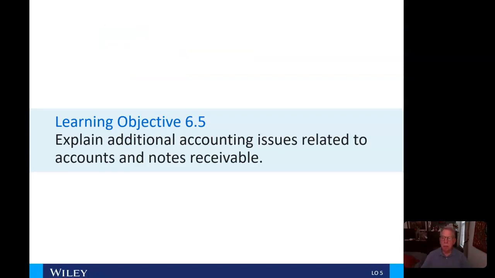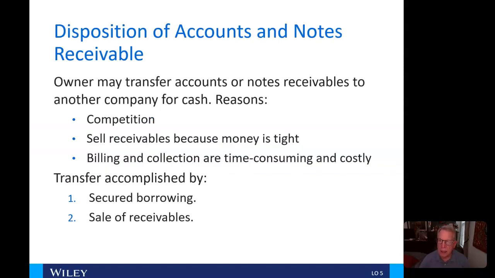Okay, let's explain now the additional accounting issues related to accounts and notes receivable. Here, an owner may transfer accounts or notes receivable to another company for cash. Why would they want to do that? Well, sometimes they need the money. That's almost always why they need to do it, which is number 2 here. But collection and billing are time consuming and costly. We may just outsource that to a third party to do that for us more efficiently.